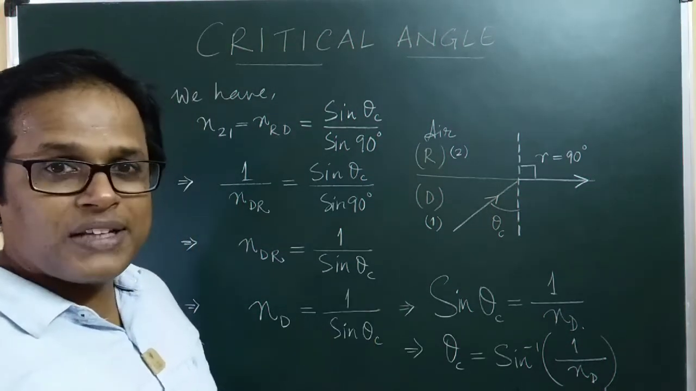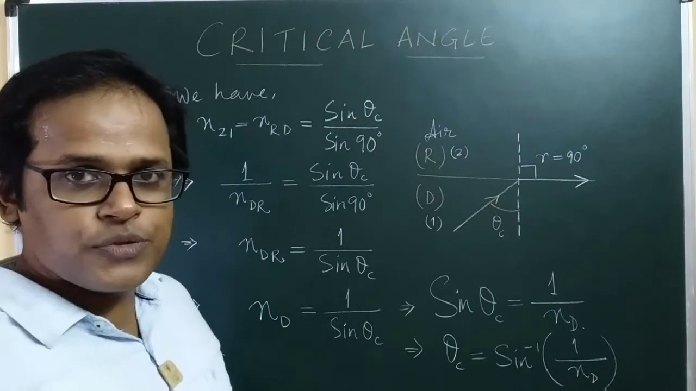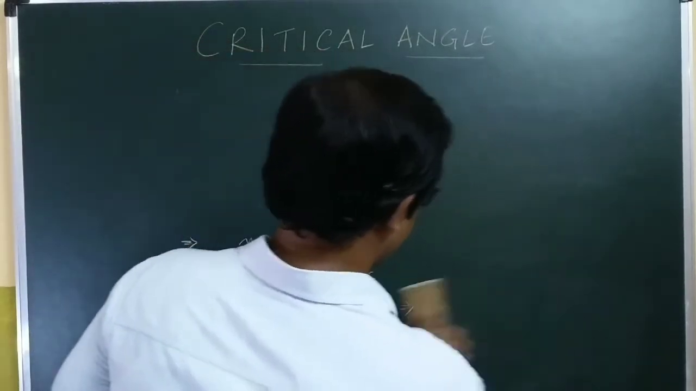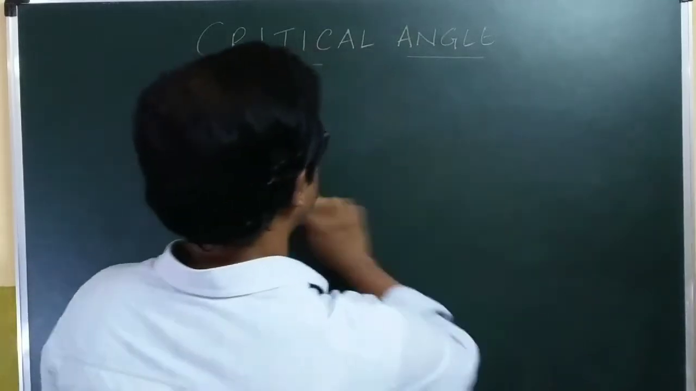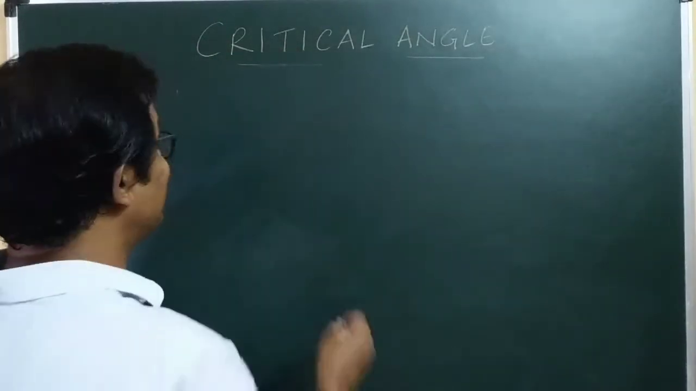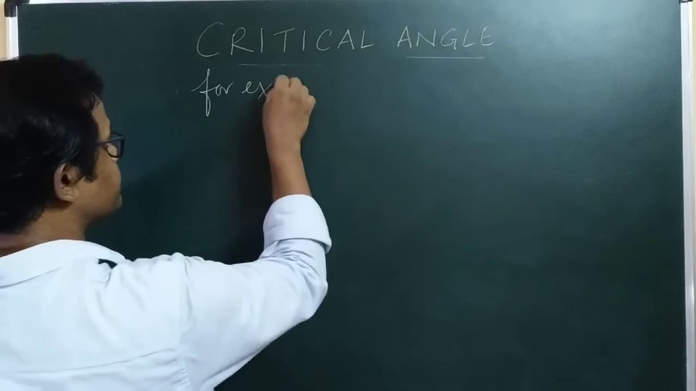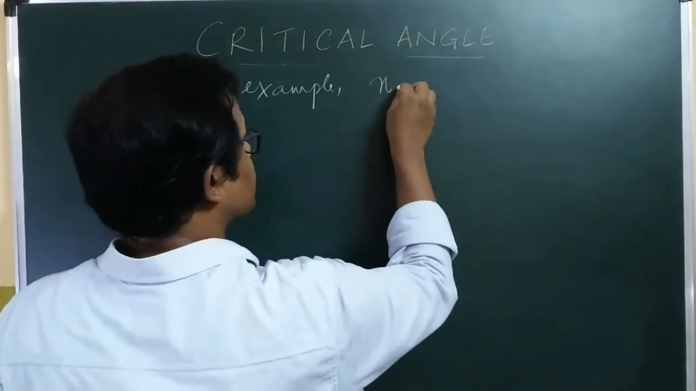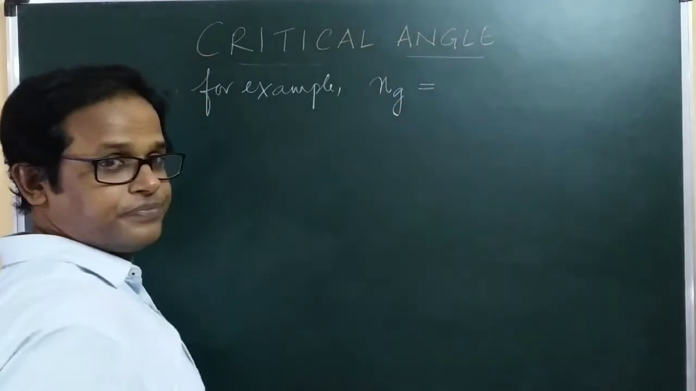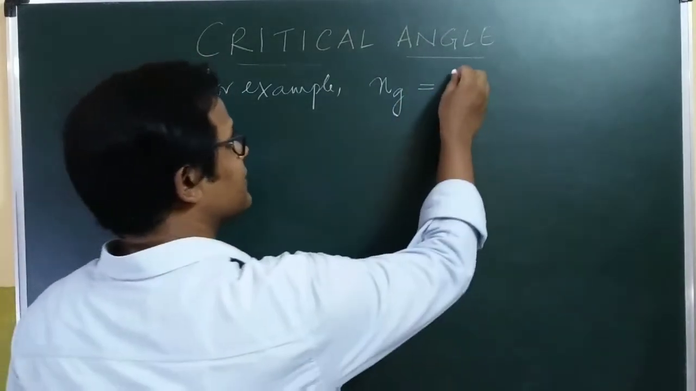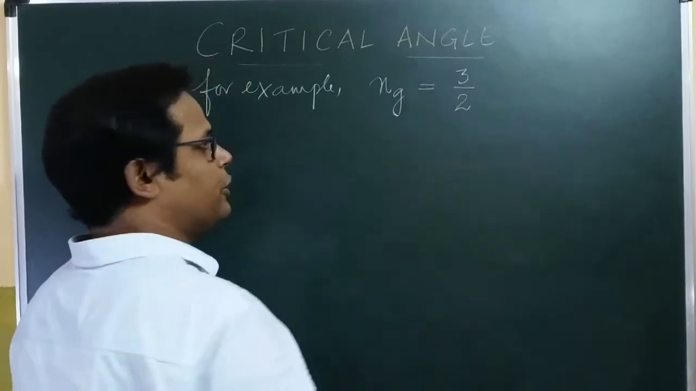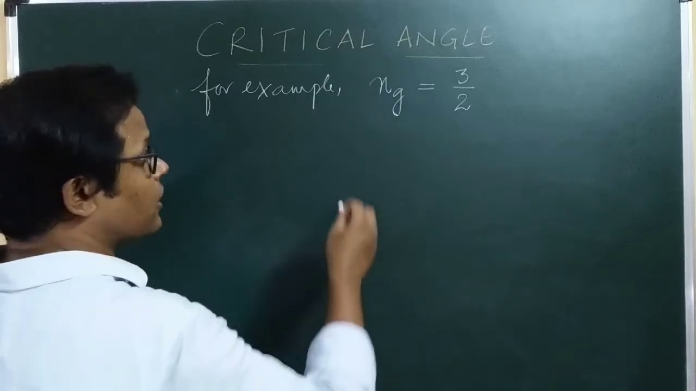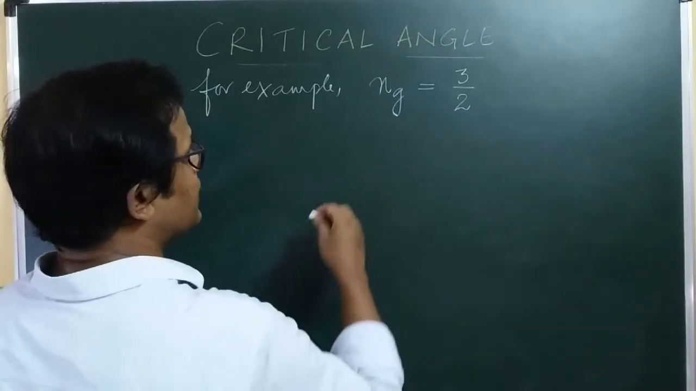Now an example of what exactly this number, the angle of incidence which we call the critical angle, means for a given pair of media. So let me show you quickly. I hope all are getting it. So for example, the refractive index of glass with respect to air, which is the absolute refractive index, is well known to us. It is around 3 by 2, that is 1.5. So for this pair of media, glass and air, what would be the critical angle of incidence?